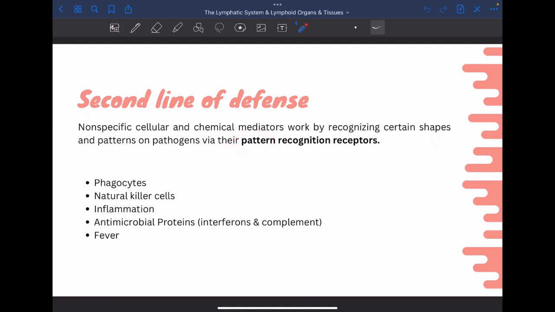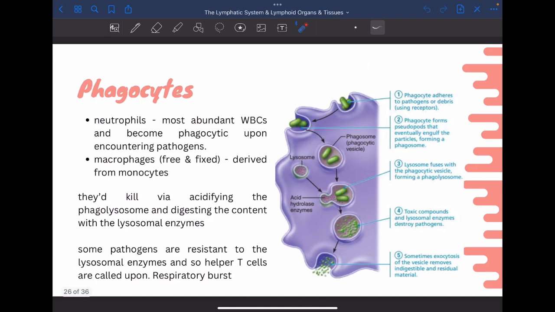The second line of defense stems from different cells like natural killer cells and phagocytic cells like macrophages and neutrophils. And we also have proteins like antimicrobial proteins, interferons and complements. The hallmark of it is inflammation, which is a localized response, and fever is your systemic response. So let's start by looking at phagocytes and what exactly these phagocytic cells are.